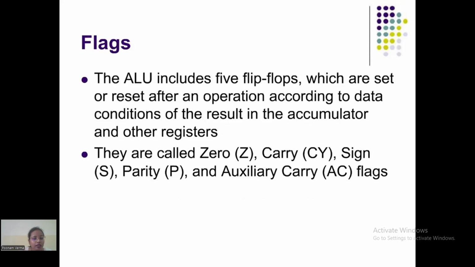Zero flag denotes the result is zero in the accumulator, and carry flag denotes the carry from D7. Sign flag denotes the result is positive or negative. Parity flag represents whether the number of ones is even or odd. Auxiliary carry defines the carry from D3 to D4.